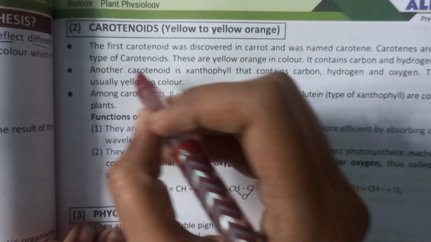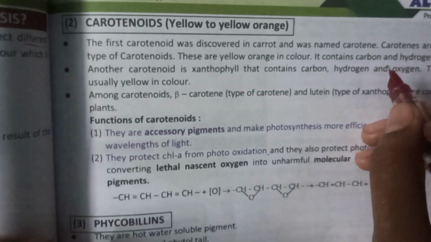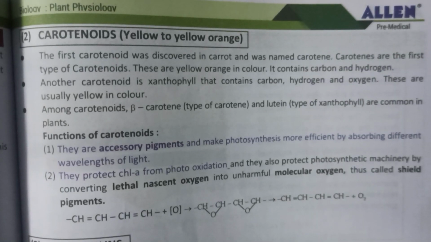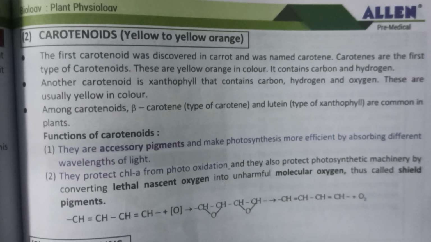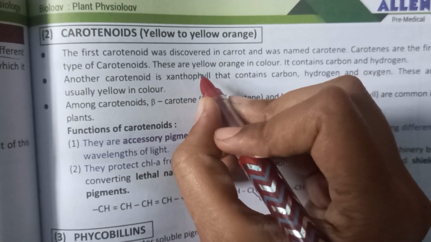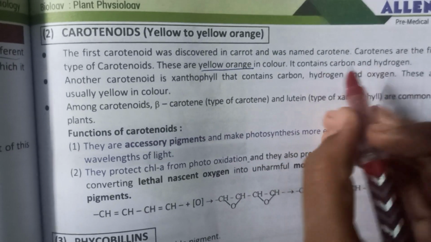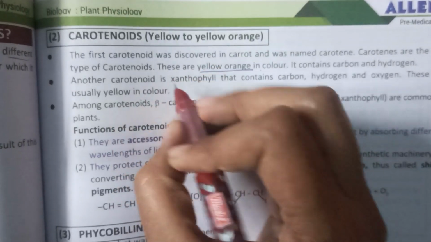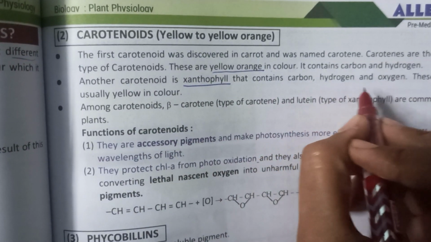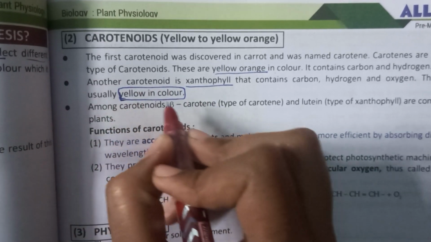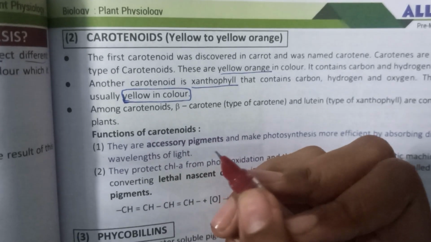Coming to carotenoids, the first carotenoid was discovered in carrot. The carotenoids are more or less yellowish orange in color, and carotenes are the first type of carotenoids. These are yellow orange in color, and they contain carbon and hydrogen. Another carotenoid called xanthophyll contains carbon, hydrogen, and oxygen. These are usually yellow in color. Some plants with yellow leaves, if you take those yellow leaves, will have xanthophyll.